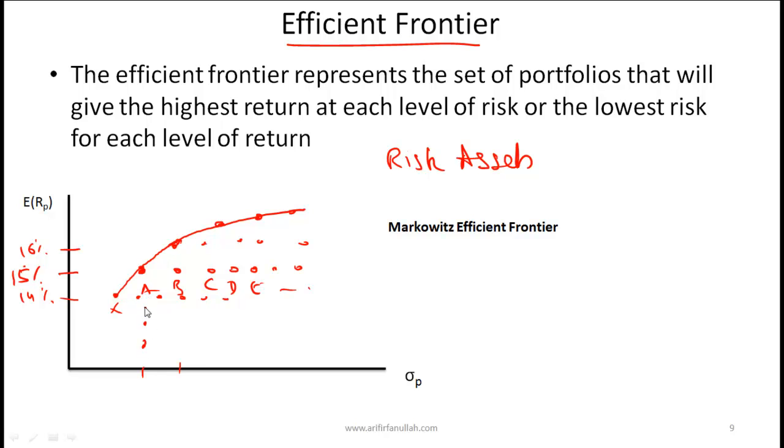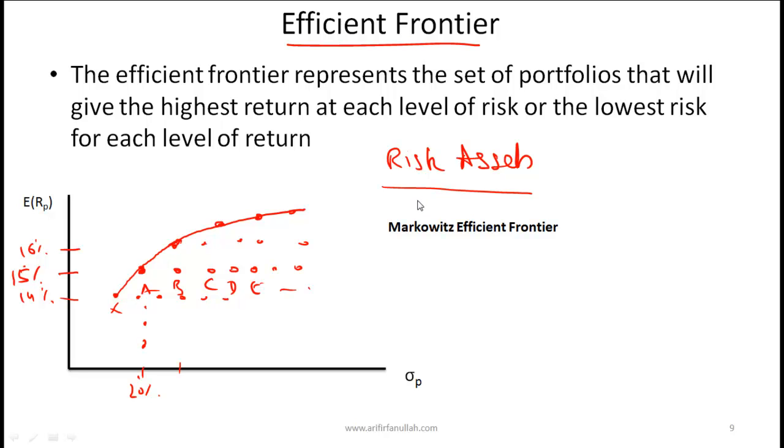The other way of putting it is that for a certain level of risk, let's say that this represents 20% risk, Markowitz's efficient frontier shows you the highest return that you can get at a particular level of risk. So this then is your efficient frontier. Remember that a constraint with the efficient frontier is that you are only allowed to deal with risky assets.